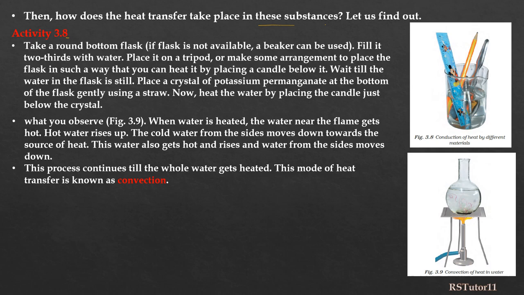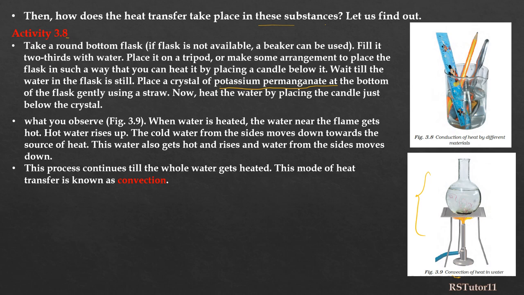Wait till the water in the flask is still. Place a crystal of potassium permanganate at the bottom of the flask gently using a straw. Heat the water by placing the candle just below the crystal. Next, what you observe, that is this part. That is convection of heat in water.